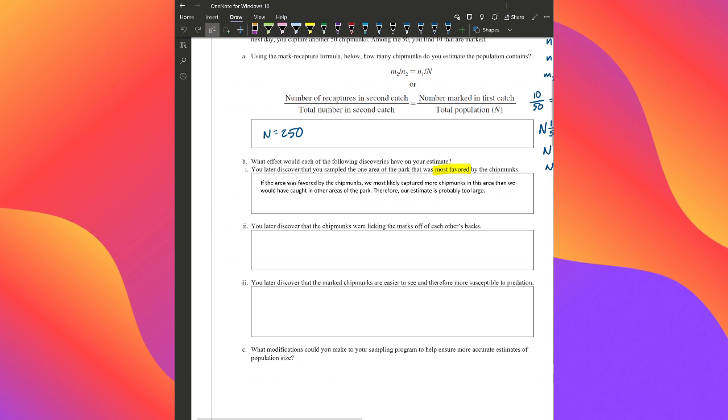Yeah, all right. So if some of the recaptured chipmunks that were counted as unmarked were among those that had their marks licked off, our estimated population size would be higher than if the marks had not been licked off.